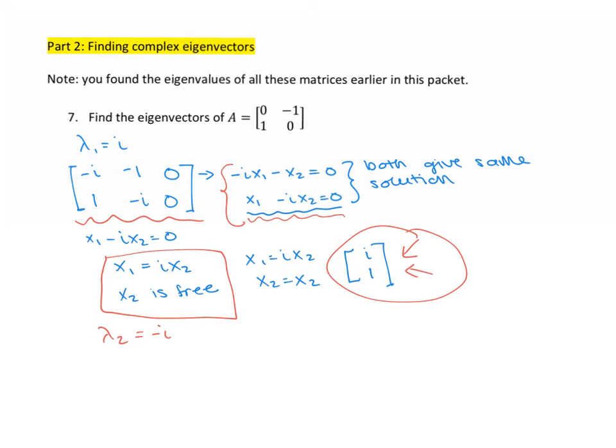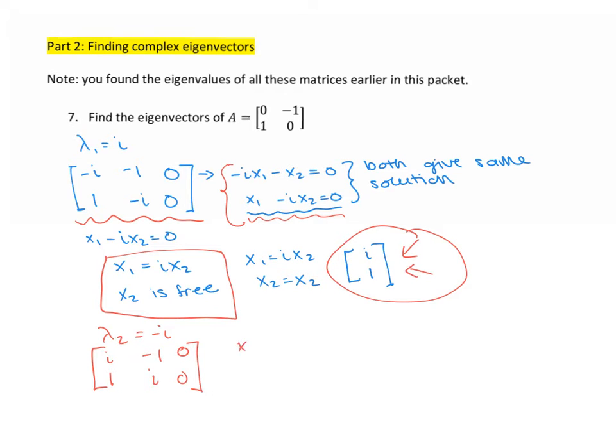With lambda 2 equal to negative i, we're going to have the matrix [i, -1; 1, i]. Oh, I forgot my zeros. And again, I'm not going to reduce it. I'm just going to take the equations associated with the two rows, and knowing that I like to work with the second equation better, just personal preference, I'm going to grab that second equation.